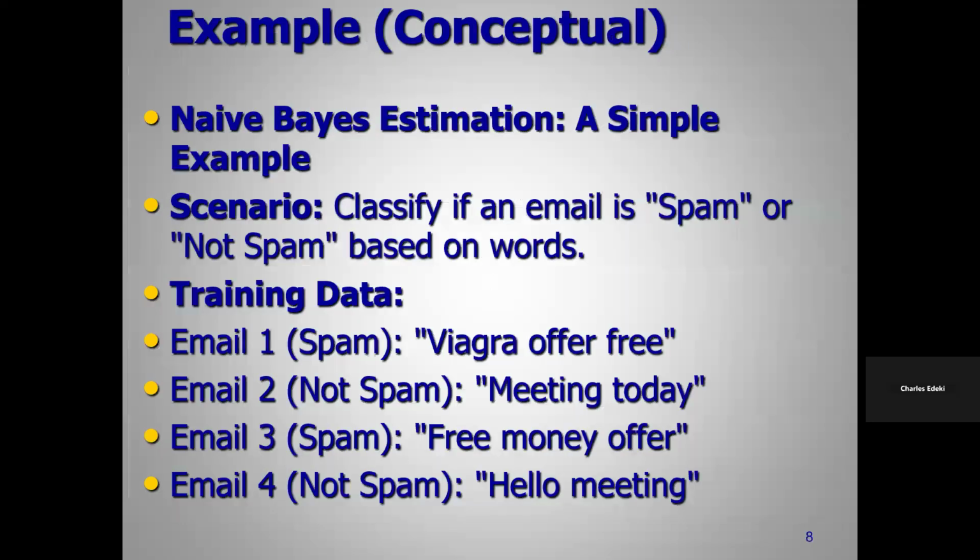Okay, so let's see, I think we have an example. This is a different example now, where we are doing naive Bayes estimation. It's a simple example. The scenario is to classify whether an email is spam or not spam based on the following words. Here we have: Viagra offer free, that's spam. Meeting date, not spam. Free money offer, spam. Then not spam: hello meeting.